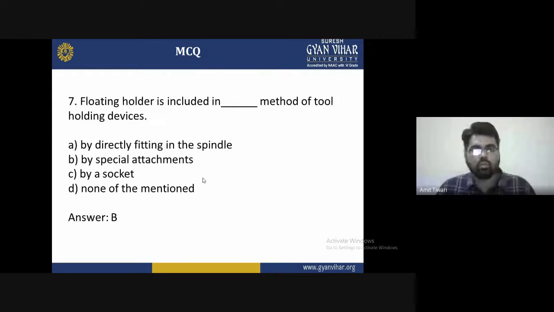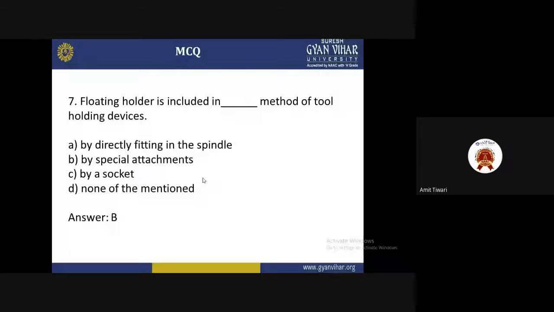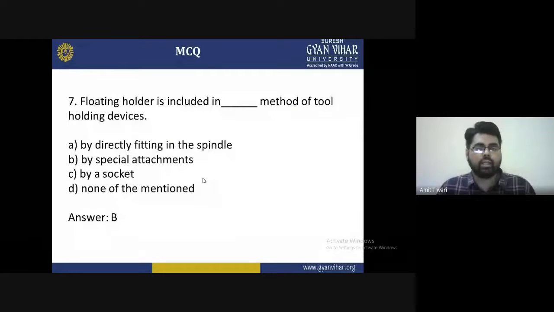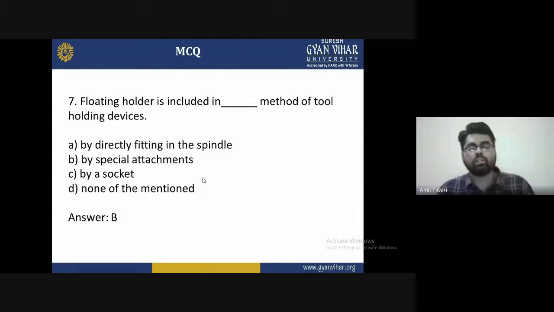So the options are A, and then C, by socket, and D, none of the mentioned above. So the correct answer is B: the floating holder is included in the special attachment method of tool holding device.